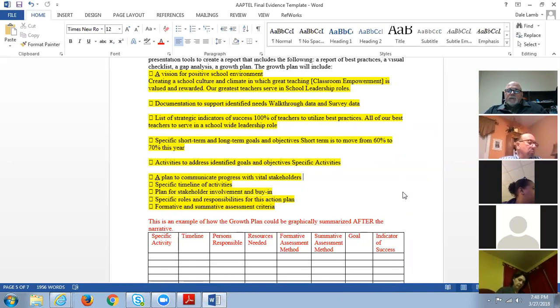Let me go to a question. All right. Clarification on the second bullet. The second bullet is documentation to support identified need. That's your data. You just refer back to your data from your walkthrough and your surveys. That's your documentation. We could substitute the word data to support that.